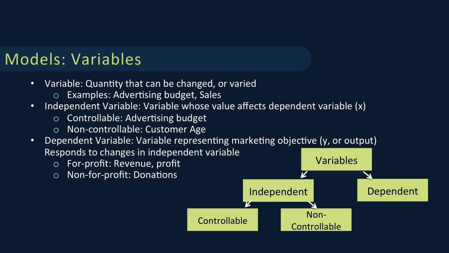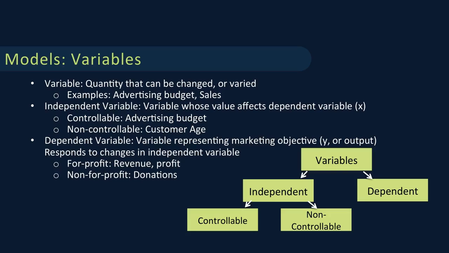In the course, we'll discuss variables. Variables are defined as something that can change, such as advertising budget and sales. Independent variables are a type of variable whose value affects the dependent variable. Think of independent variables as the input to the model. In our advertising effectiveness model viewed earlier, the independent variable would be advertising spending.